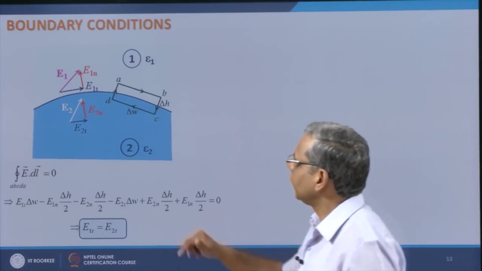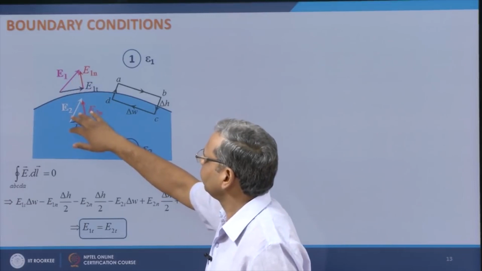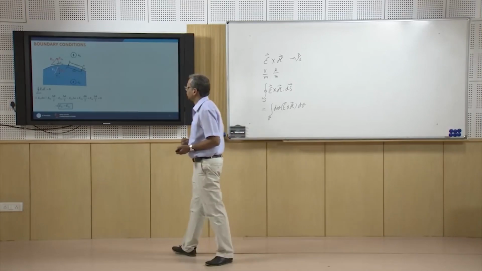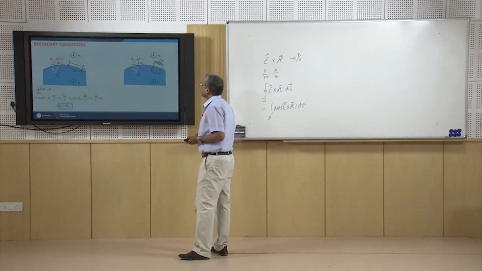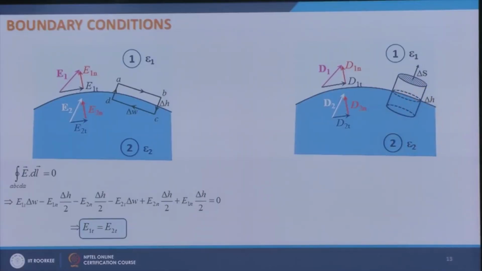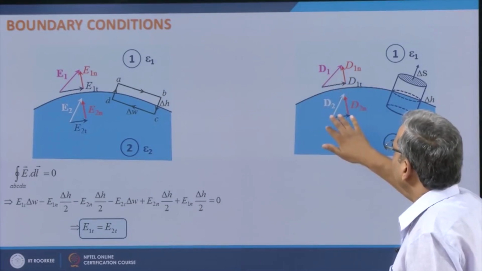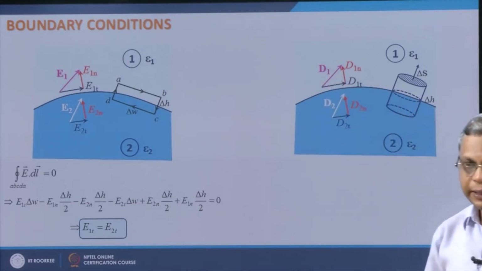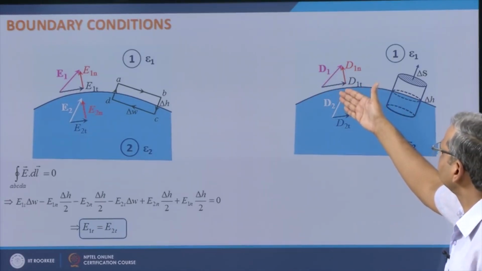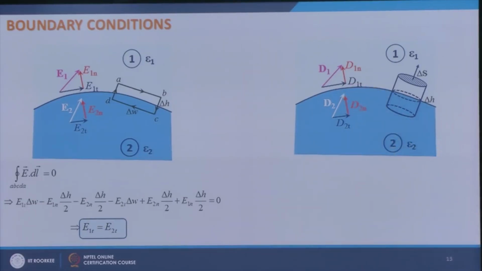So, the tangential component of the field here and the field here should be continuous. The tangential component of the electric field should be continuous. What about the normal component? For the normal component, I consider a pill box like this, a very small pill box. Let me take initially the height delta H, and it has some surface area delta S. And I consider D1 and D2 vectors here. They are dielectric displacement vectors. I again resolve them into components which are parallel to the surface and perpendicular to the surface.